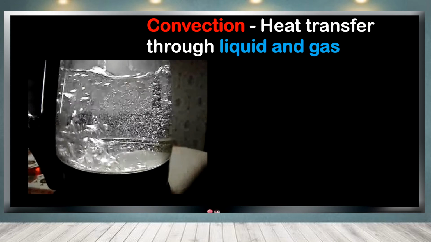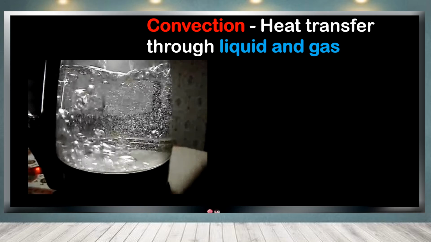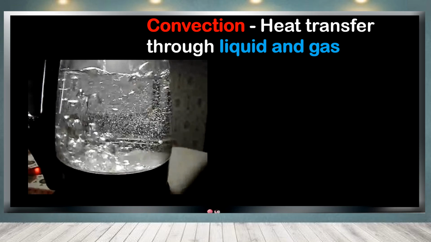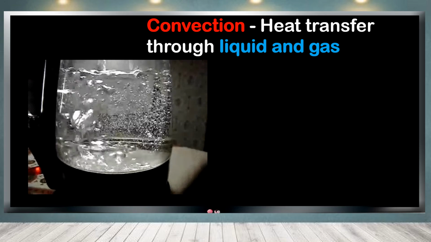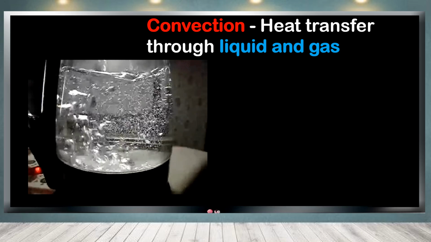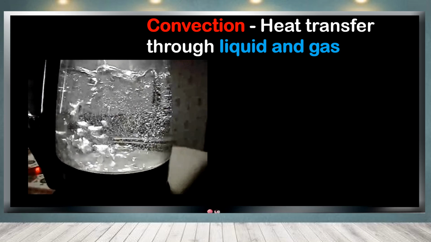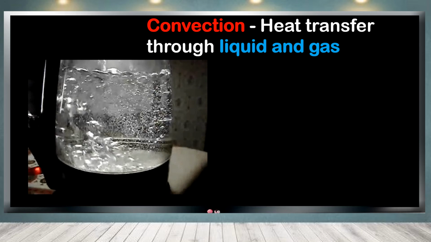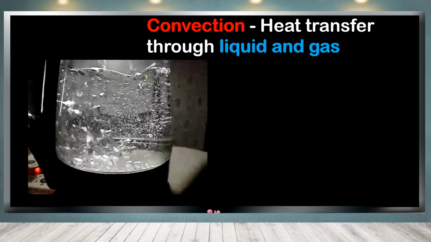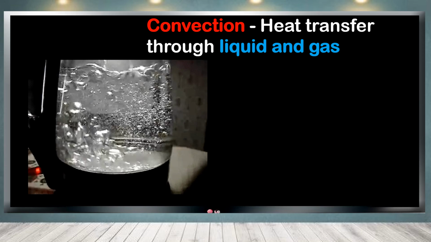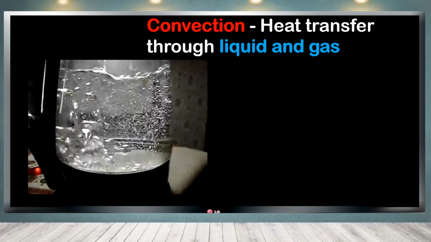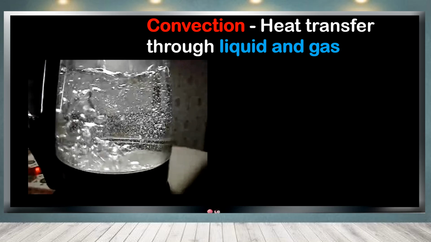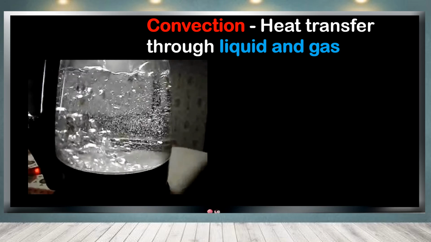Let's have a closer look. Again, the source of heat is at the bottom, and water at the bottom becomes hot. And when the water becomes hot, it will rise up because it becomes less dense. And since there is no source of heat on top, the water cools. And when the water cools, it becomes more dense, which causes it to sink or go down. And this heat transfer in liquid is called convection.